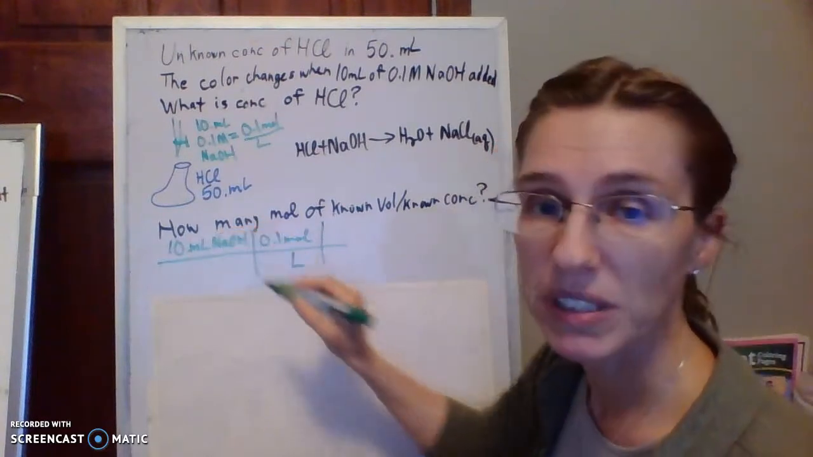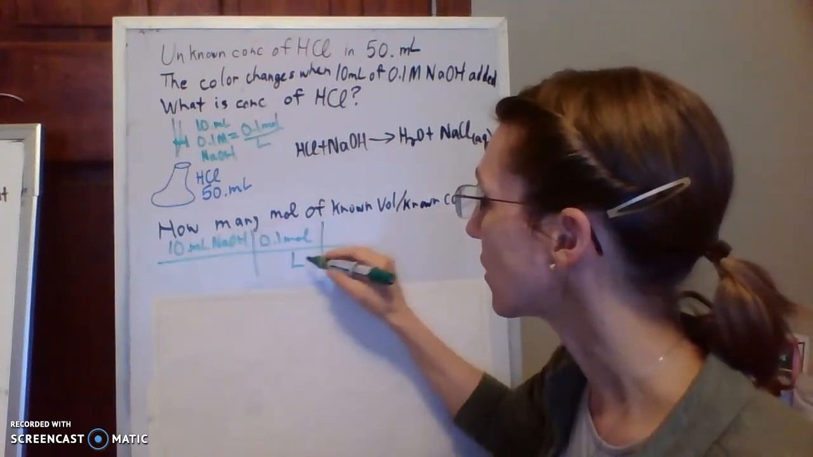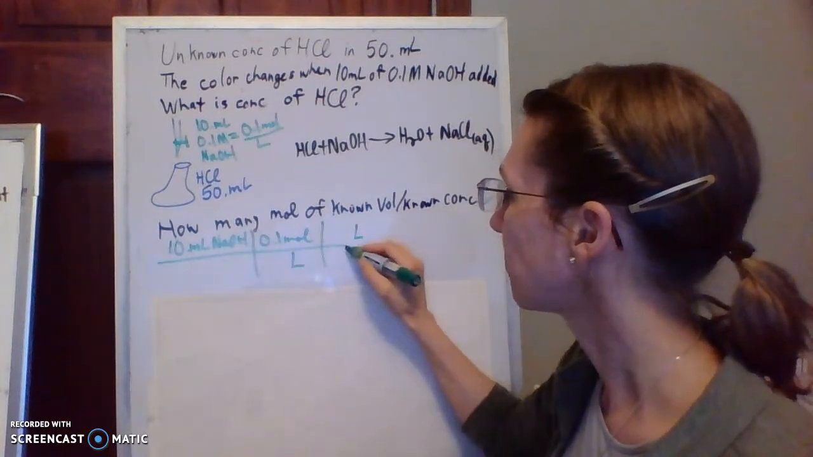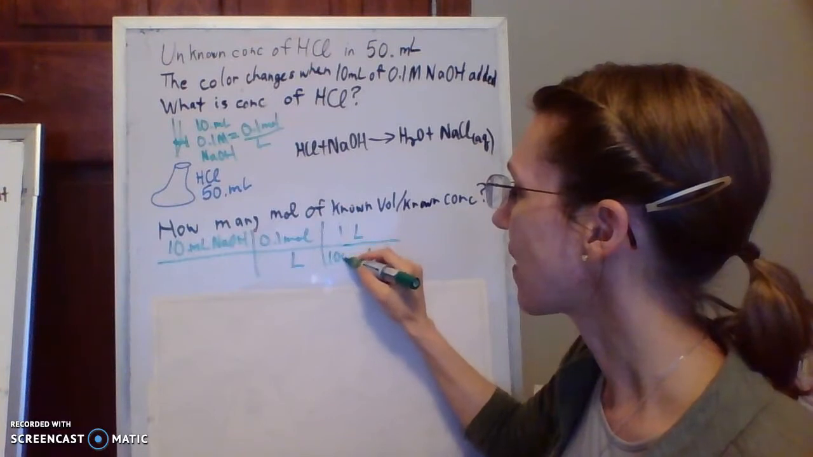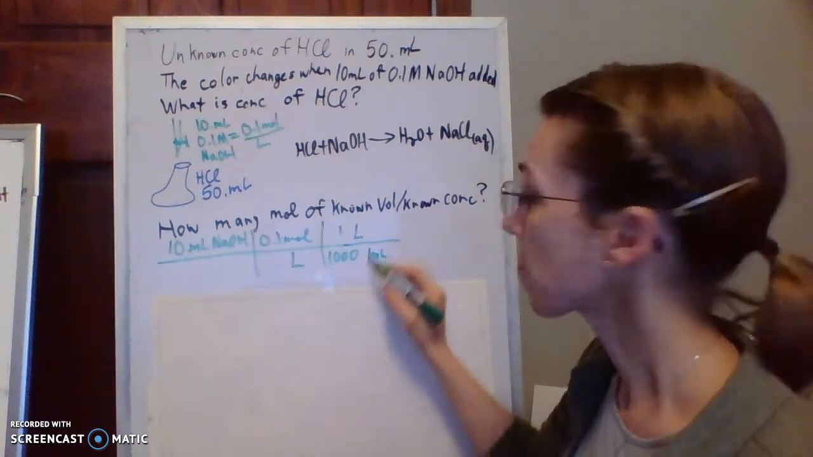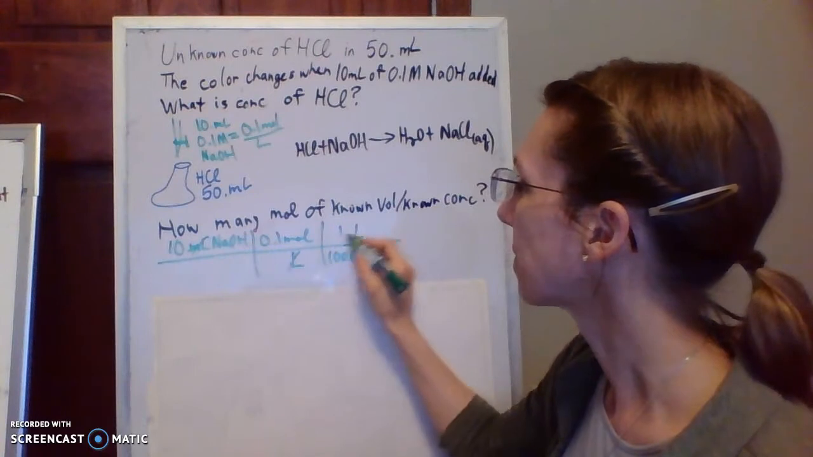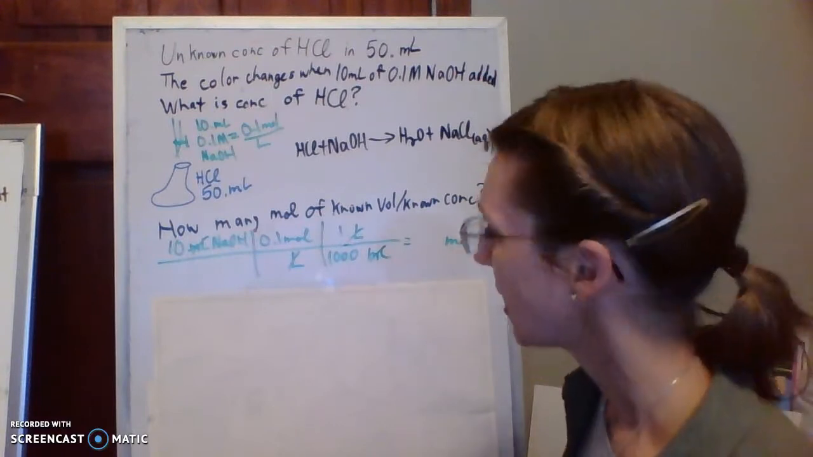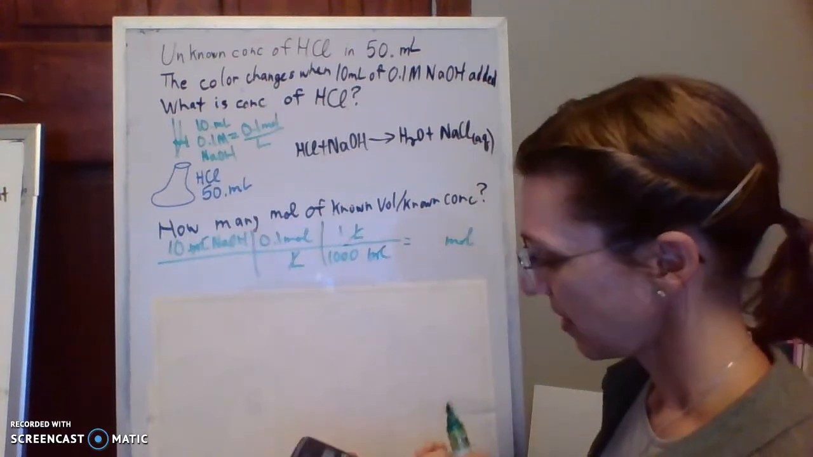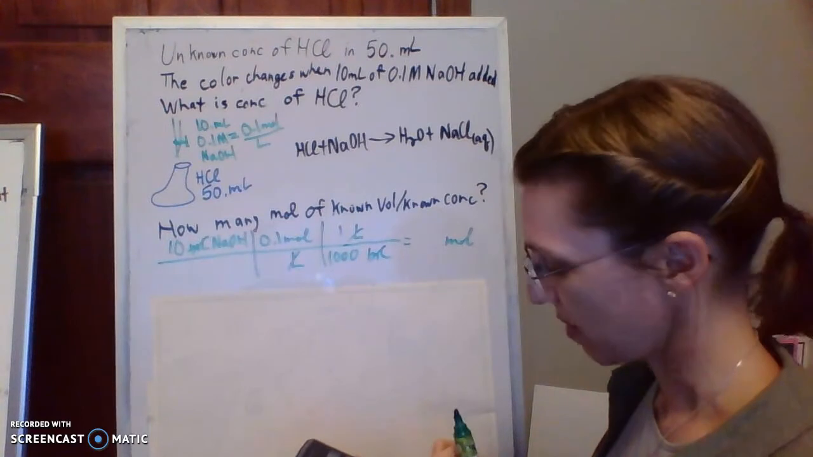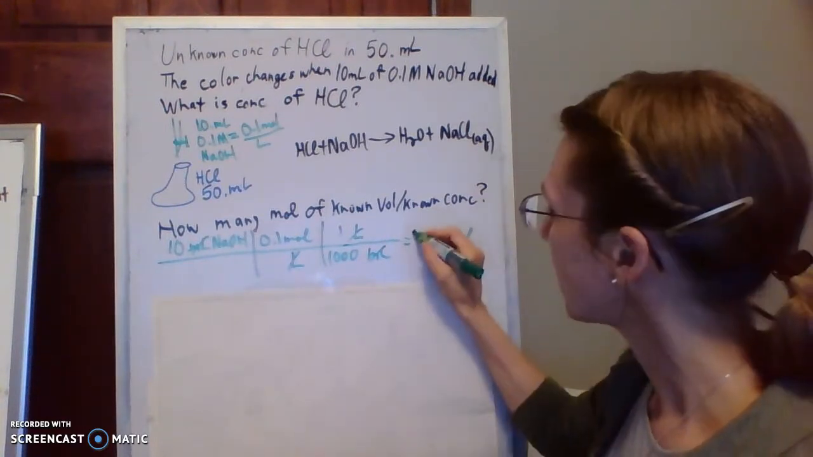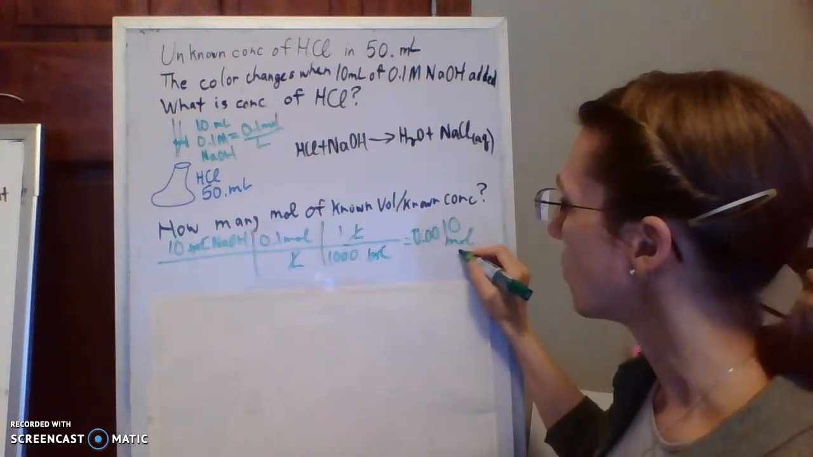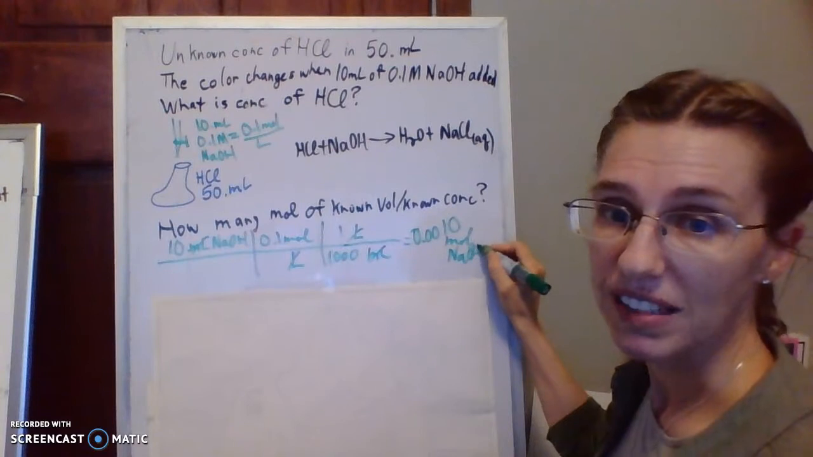But we know that liters and milliliters don't cancel out, so we need a conversion factor. Liters is in the bottom, so it has to be in the top. Milliliters is in the top, so it has to go in the bottom. 1 liter for 1,000 milliliters. Right? Cancel out our units. The only units we haven't canceled out are moles. And then we can go ahead and do this calculation. 10 times 0.1 divided by 1,000, and we get 0.0010 moles of our sodium hydroxide.